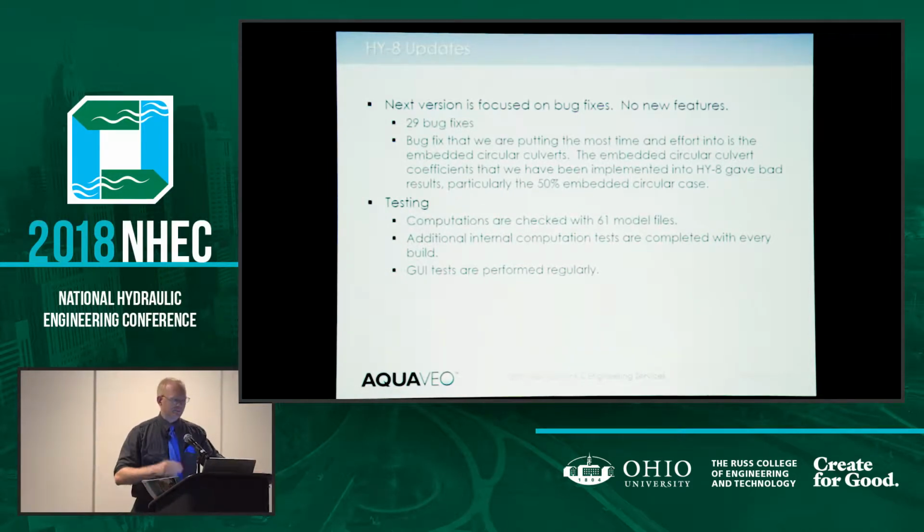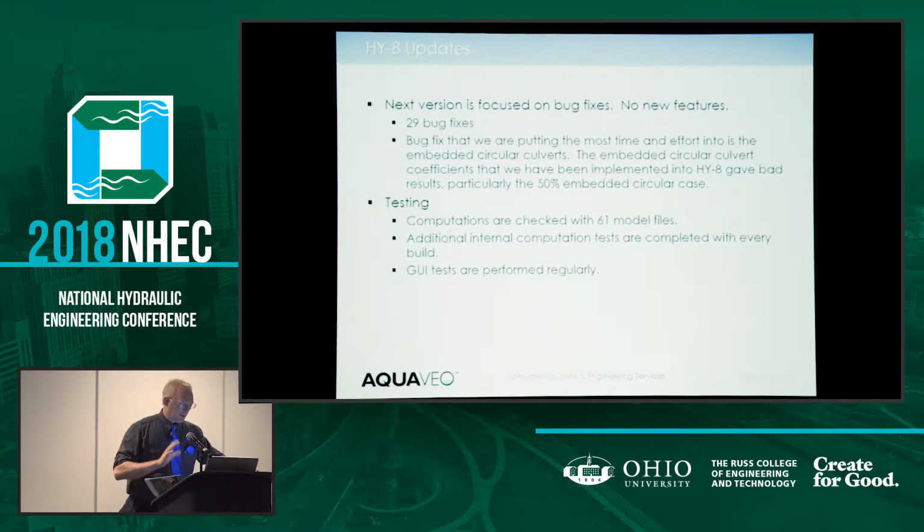The bug fix that we are spending the most time on is this issue with the embedded circular culverts, and specifically in the 50% embedded circular case. So right now, we recommend not running those types of situations through HY8. The inlet coefficients are wrong. If you do need to do that, you can put it in as a user-defined shape and continue to run that case using interpolation coefficients. Not quite as precise as polynomial coefficients, but they'll get you started with a good test case situation.